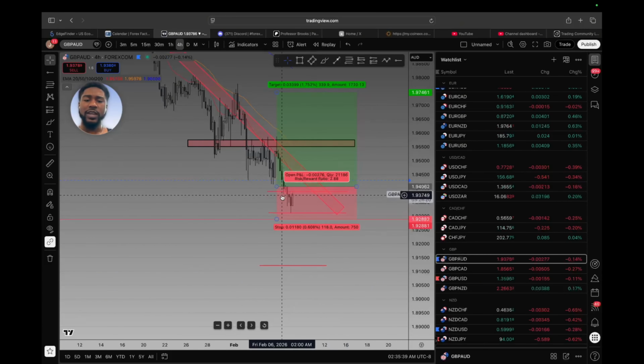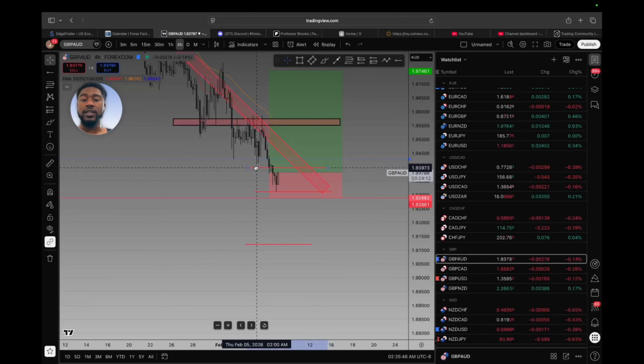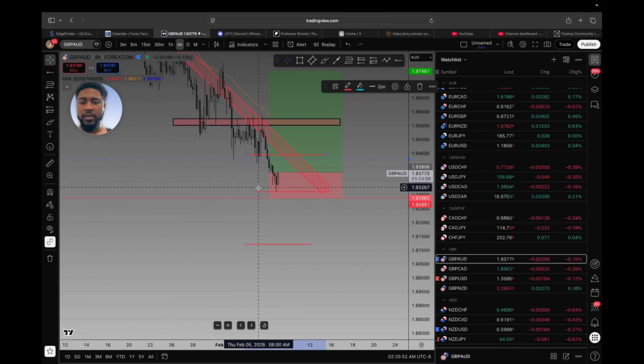So pound Aussie, we actually are in profit right now. So I'll put this around the break-even zone because we've just entered profit on this trade. I scaled in twice. I scaled in my first entry around, I think somewhere around this zone, and I put my second entry right at the bottom of this zone.